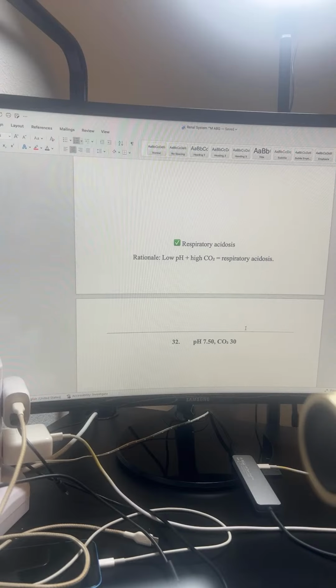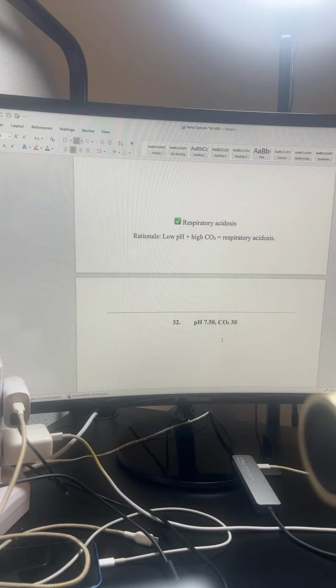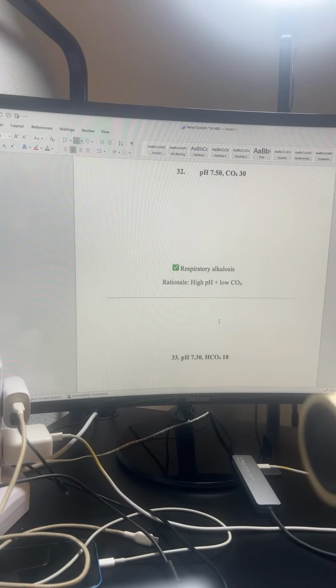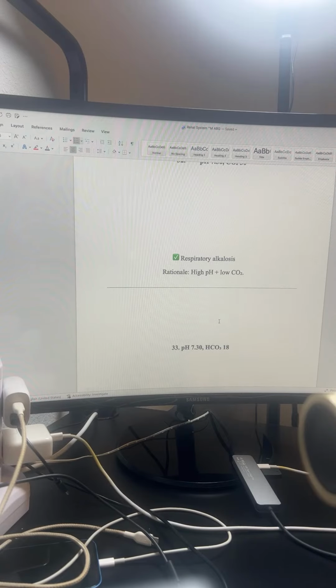pH of 7.5 and a CO2 of 30. Respiratory alkalosis. Let's just hurry and do these. So high pH and a low CO2. pH of 7.3 with a bicarb of 18.